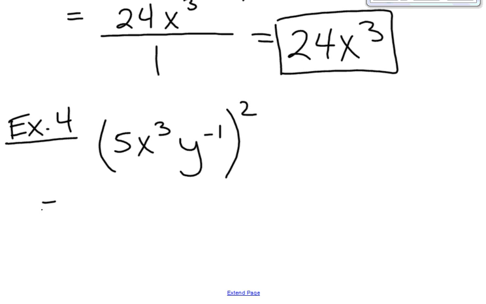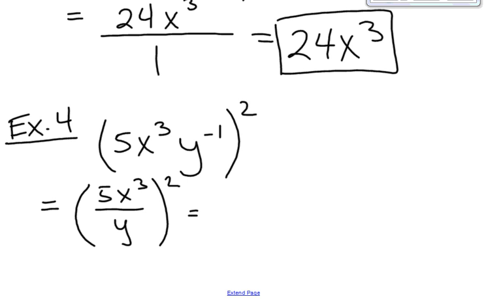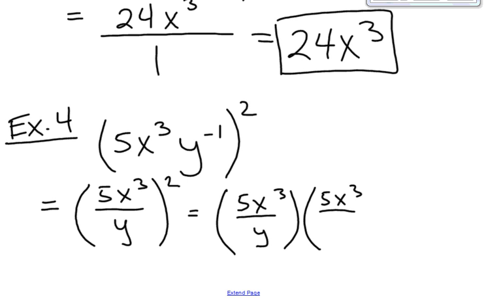Okay, so like I said, the first thing I'm going to take care of is my negative exponent. So I have 5x cubed. The y to the negative 1 makes you have a y in the denominator. And y to the first power is just 1y, so we're going to leave it like that. And then that's squared. So now, I'm going to take care of my outer function first, which is the squared. So I'm going to multiply 5x cubed over y, and then that's squared, so 5x cubed over y again.